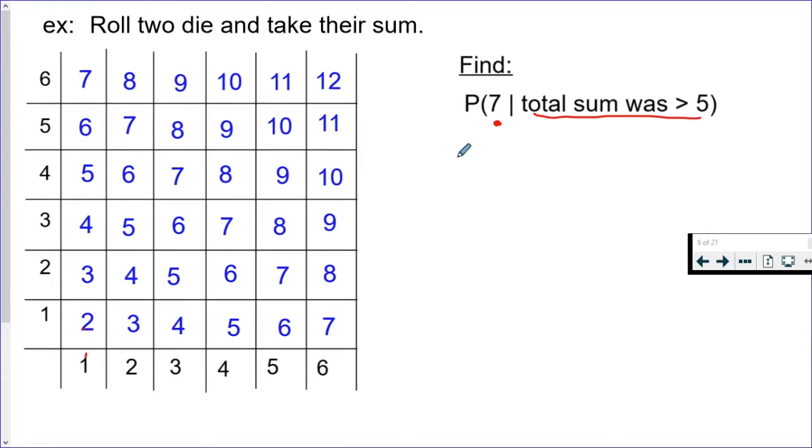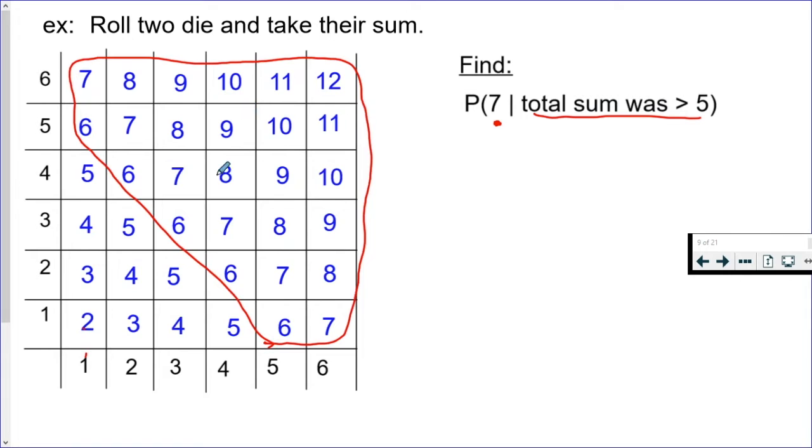Now, what I'm looking for is the probability of getting a 7 when the total sum is greater than 5. So before I use any formulas, we can just use this diagram right here. This is our sample space. Does anybody know the probability of me getting a 7 if the total sum is at least greater than 5? Well, the hint is here, the total sum has to be greater than 5. So everything here, if you notice, is greater than 5. So now what this is saying is, out of all of these choices that I just circled, what's the probability of getting a 7?